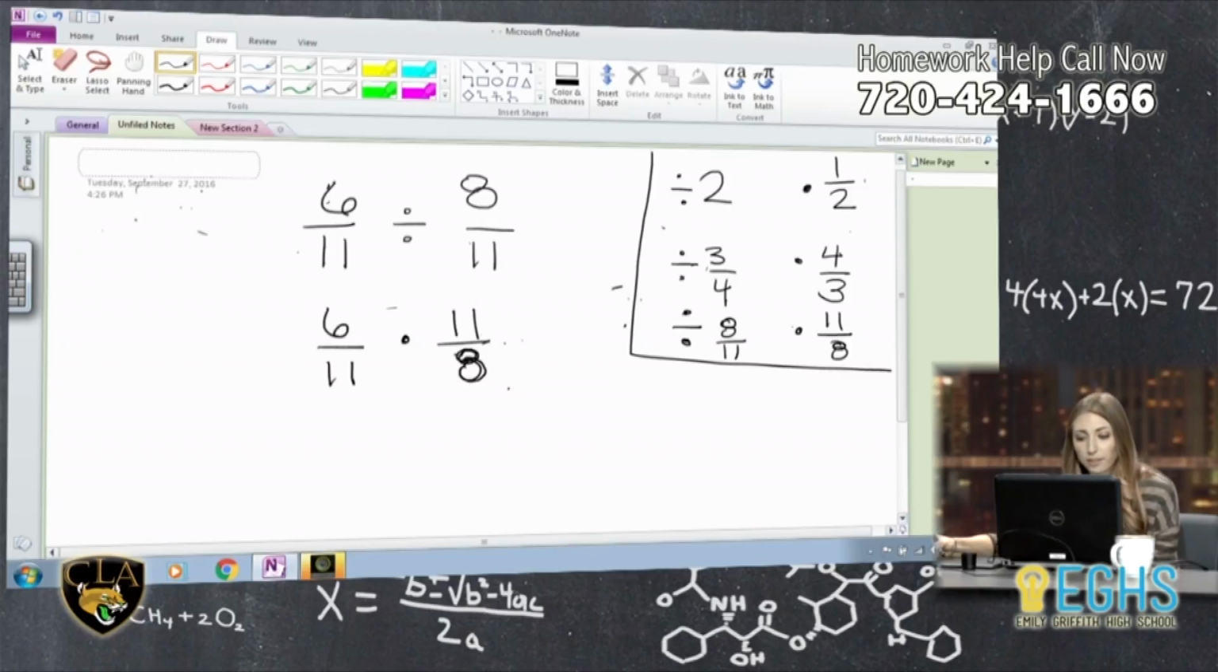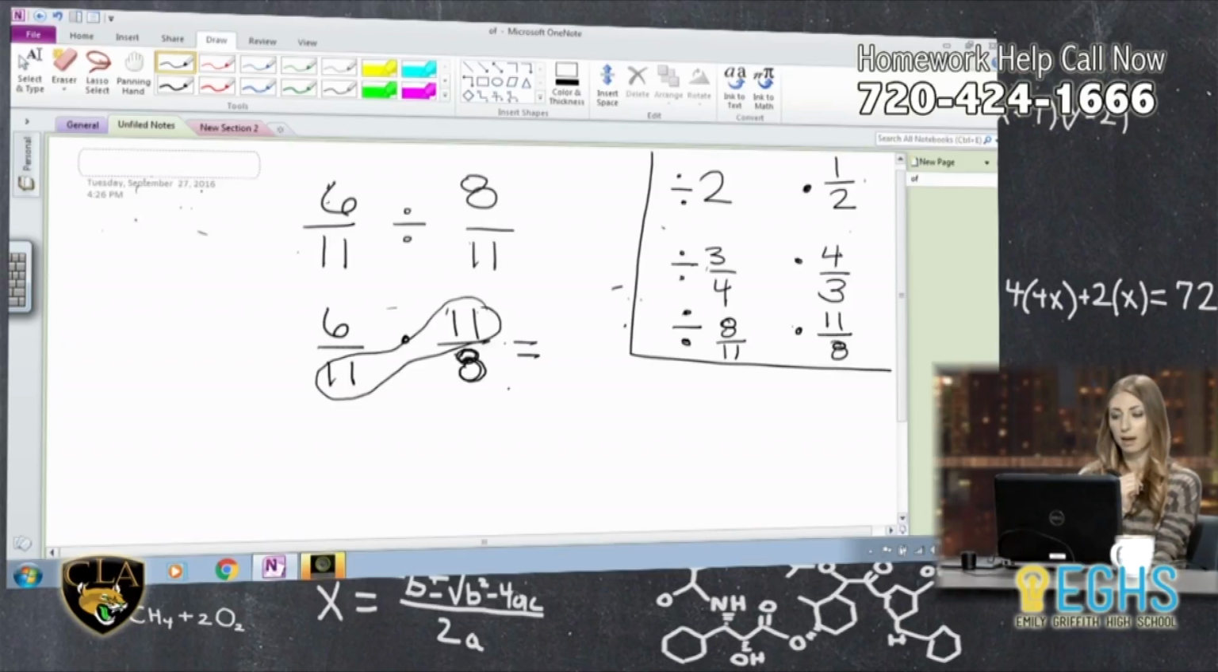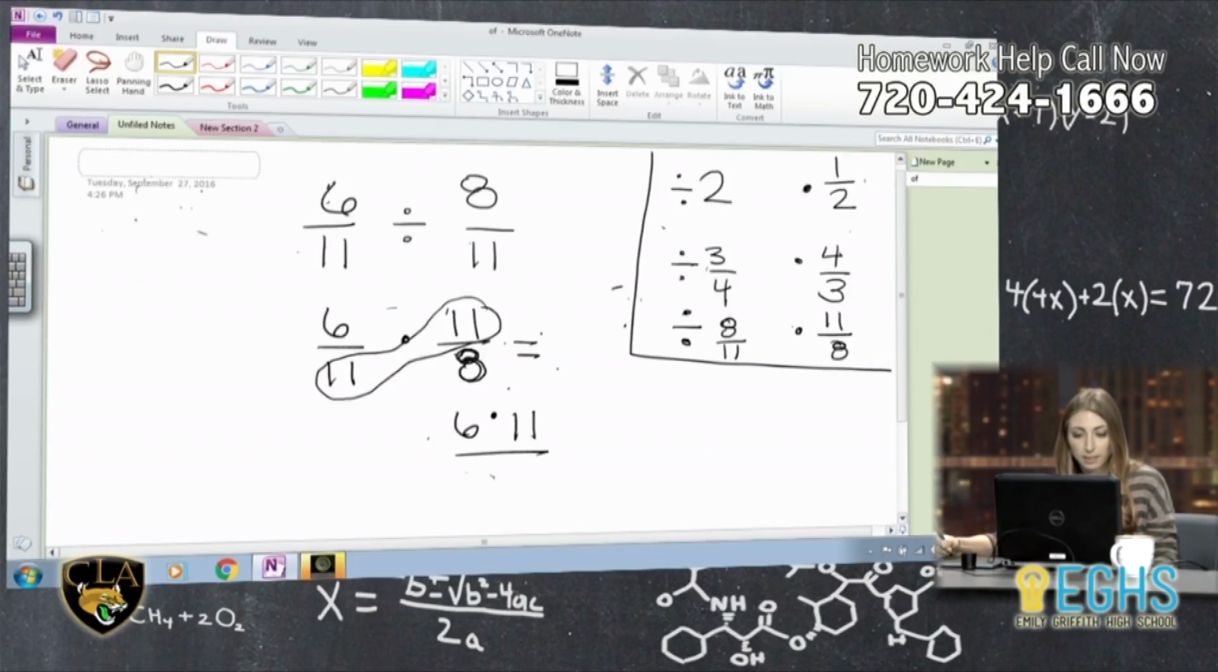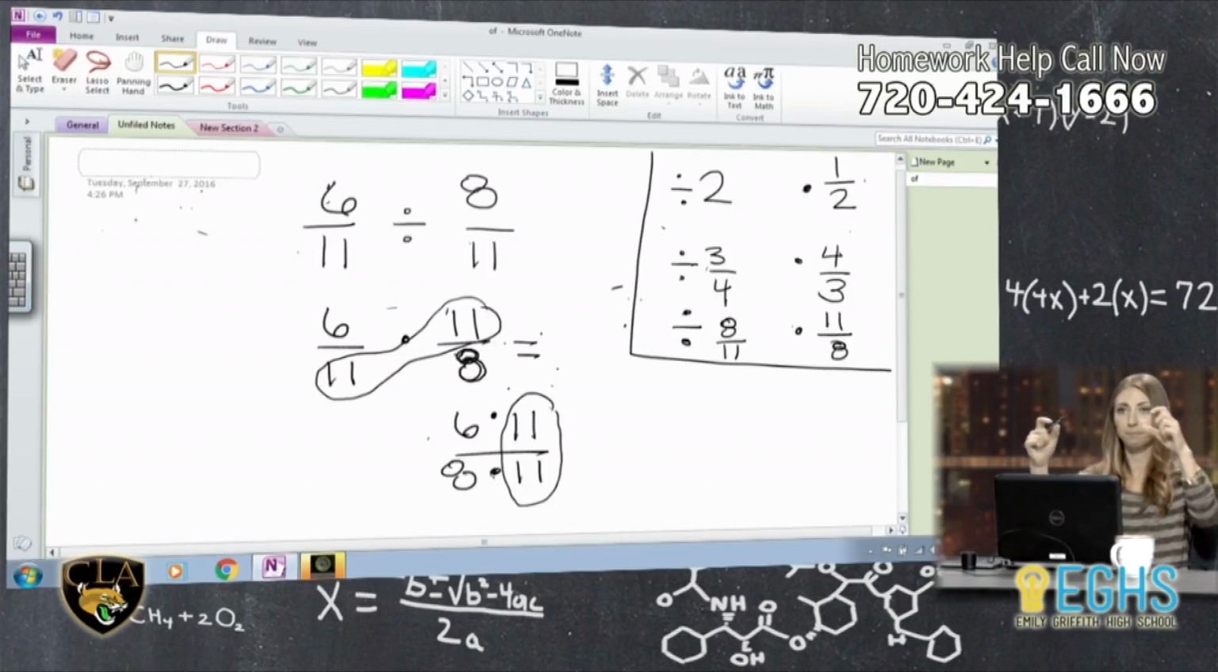Now, there's a trick that I taught my kids before, and some teachers teach this, some don't. But we can simplify our fractions before we multiply. I'll show you why. When I multiply across, 6 times 11, there's my numerator. And then 11 times 8, there's my denominator. So 8 times 11. If you have two numbers on the top, they'll still end up on the top. Two numbers on the bottom, they'll still end up on the bottom. So you can see that here.